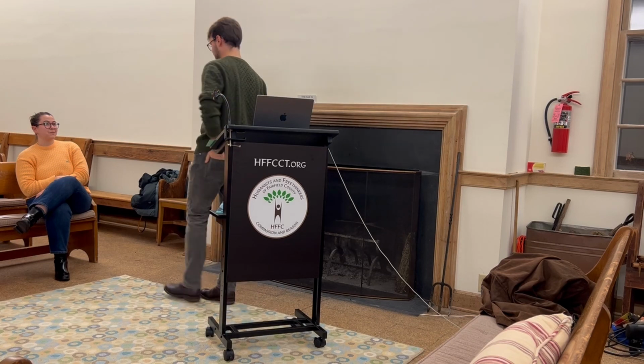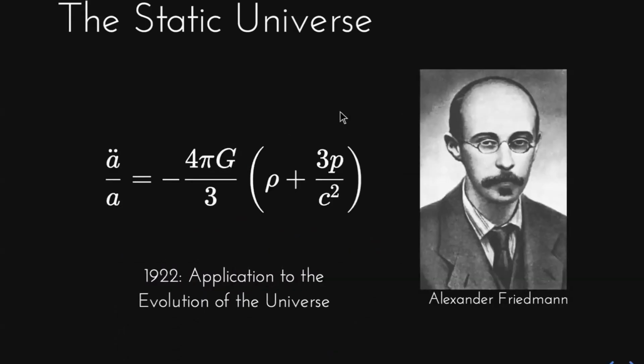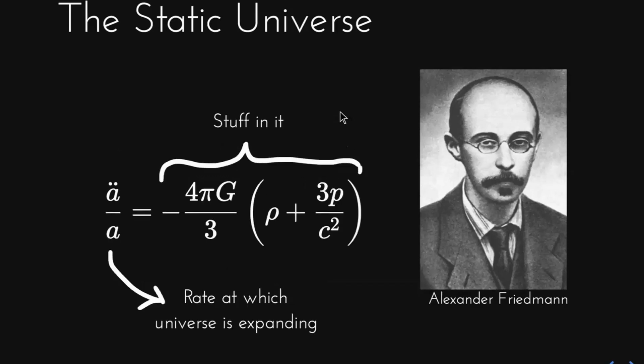So in 1915, again, exactly what I just said, Einstein develops this new theory of gravity. A few years later, in 1922, a Russian physicist, Alexander Friedman, used Einstein's equation with some assumptions about the structure of the universe on large scales. You can derive this equation, which I won't explain too much, but basically the left side is the rate at which the universe is expanding, and that is equal to the stuff in it. The main thing is that if there is stuff in the universe, then it cannot be static. It needs to be expanding or contracting. If the right side is non-zero, then the left side has to be non-zero.